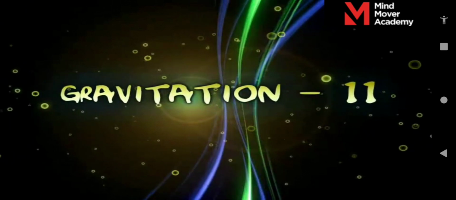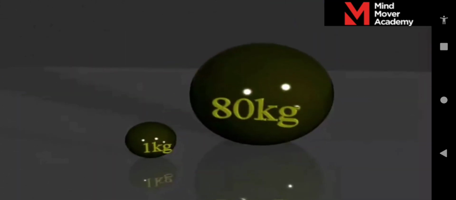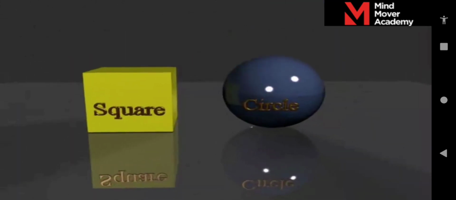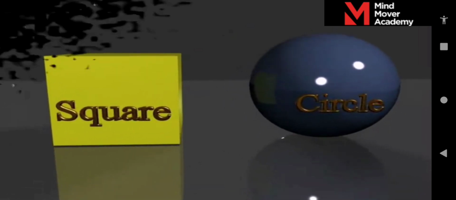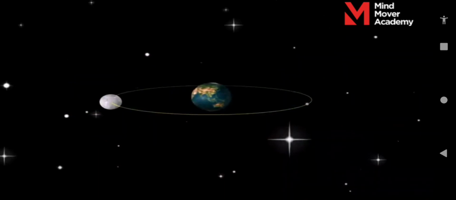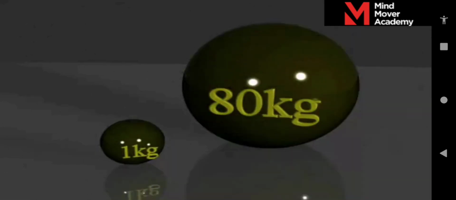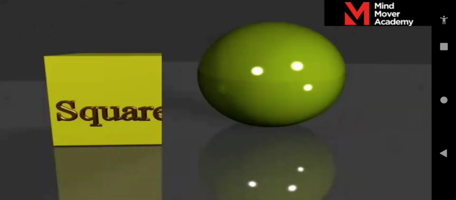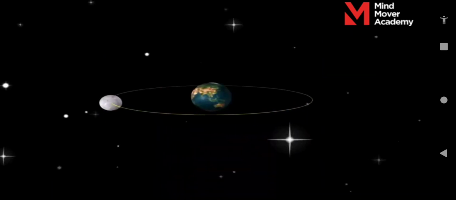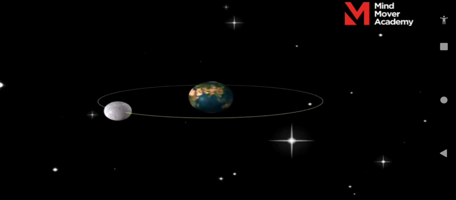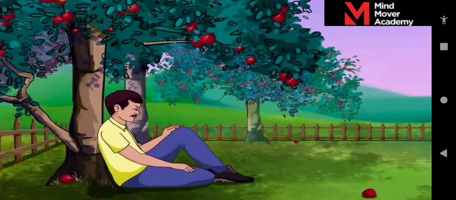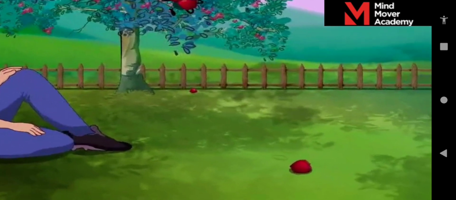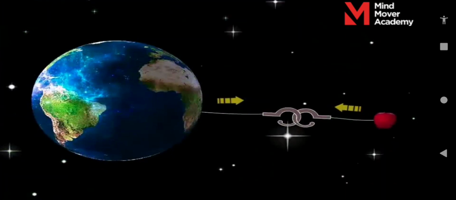Part 2. The gravitational force of attraction between any two objects is always mutual, irrespective of the mass, size, shape, or distance between the objects. It means that if the earth attracts an apple, the apple also attracts the earth with an equal and opposite force.